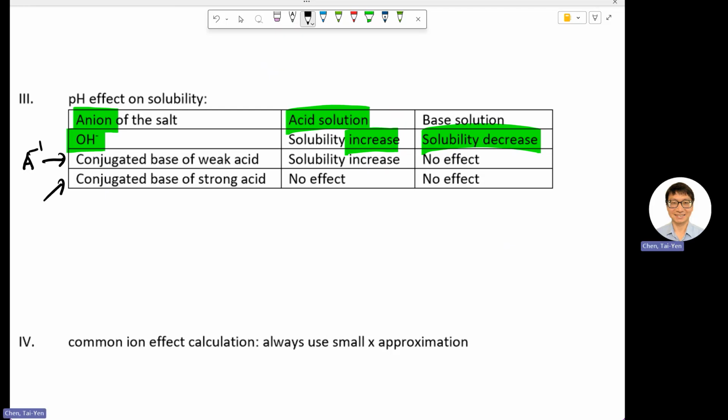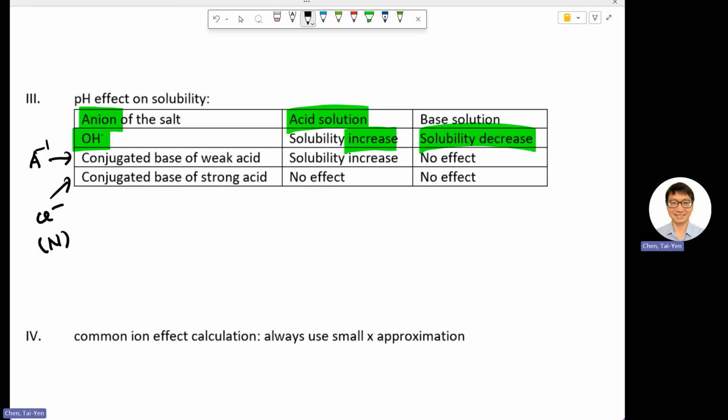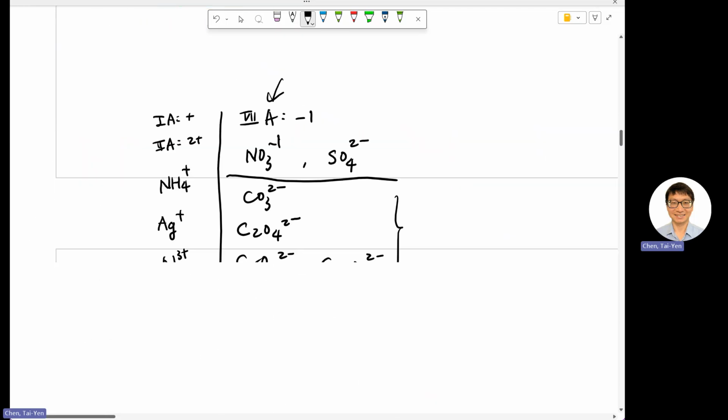The other one is if you have a conjugate base of a strong acid, for example, Cl minus, Br minus, I minus. Those species are actually neutral. So regardless of how you change the pH, it's not going to change the solubility of the salt. Those are the basic principles that you should know. We're going to go through the questions so you can see these things better.